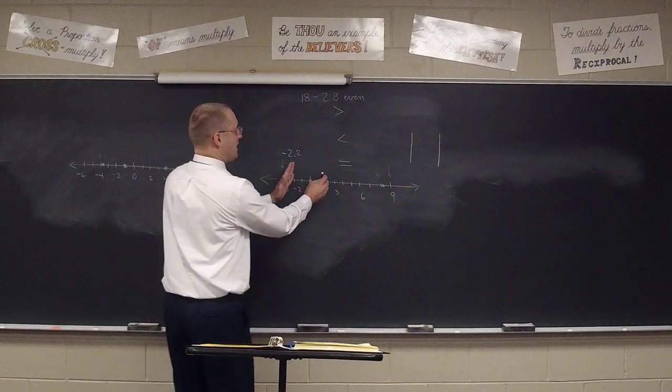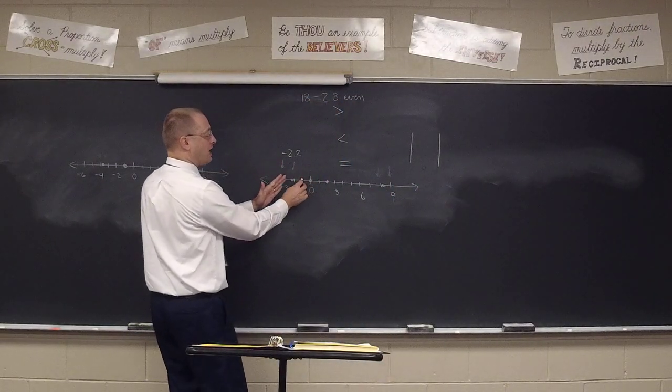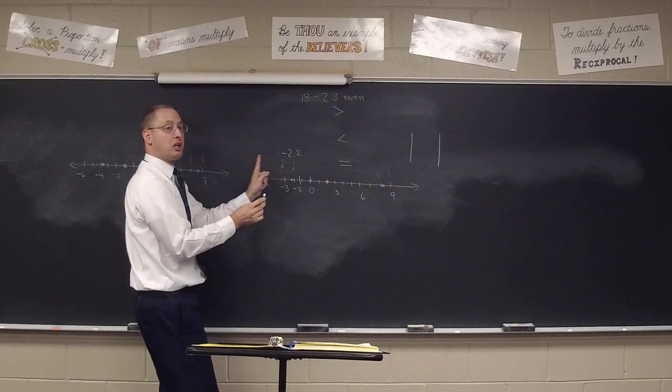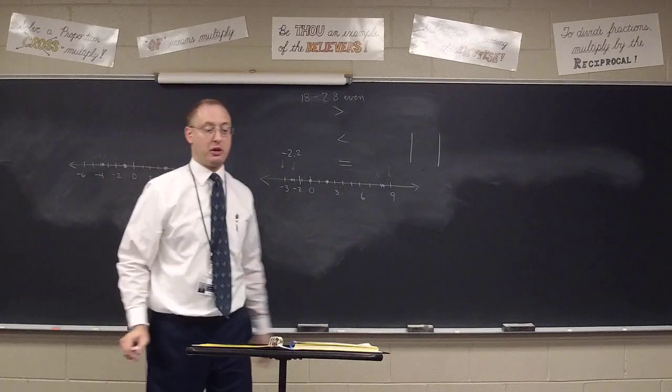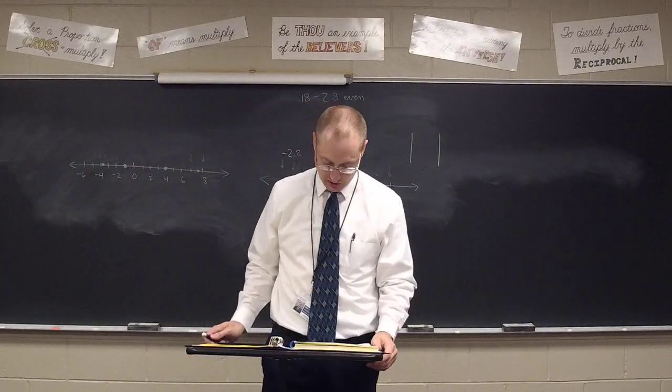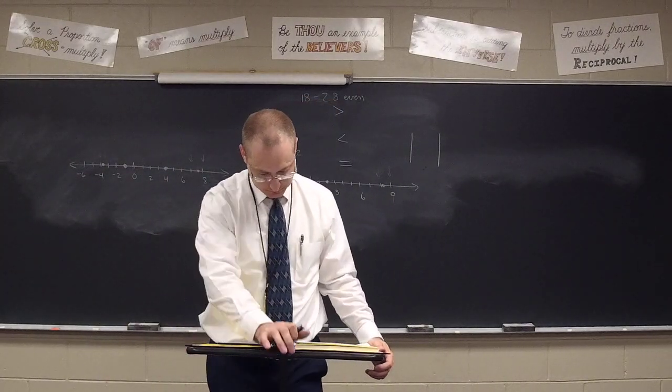If you're on the number line, negative 1, negative 2, negative 3, negative 3 and a third is a little further left, which makes it a little smaller. So negative 3 and a third is slightly less than negative 3. Excellent. And number 28. Greater than.